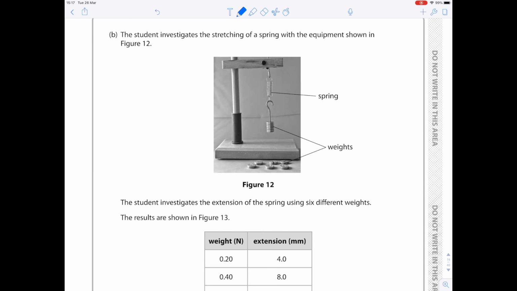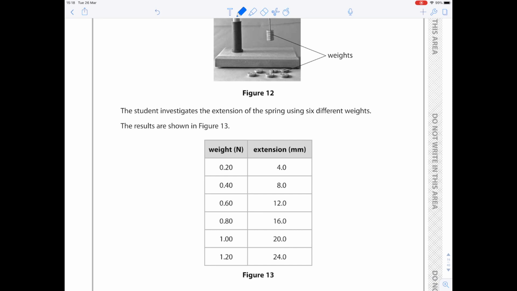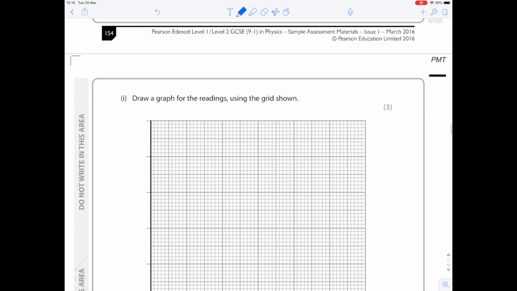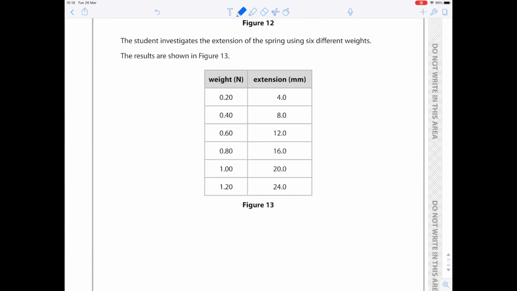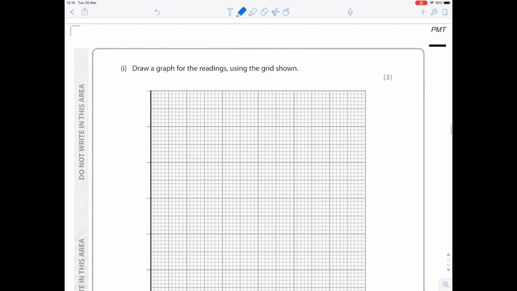B. The student investigates the stretching of a spring with the equipment shown in figure 12. The student investigates the extension of the spring using 6 different weights, and the results are shown in figure 13. Draw a graph for the readings using the grid shown. So make sure we know what needs to go on each of the scales. The thing that we're measuring, the extension, is the dependent variable, it needs to go on the y-axis. The weight, this is what we're varying, needs to go on the x-axis because it is the independent variable.